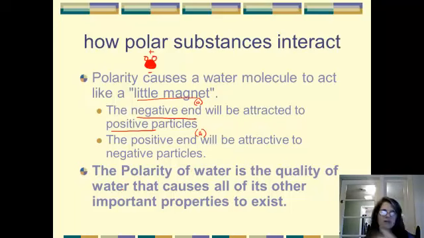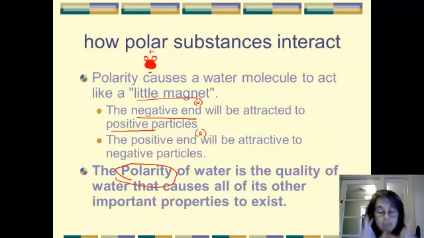Now, why have I talked so much about this? Because it is this tendency of water to behave like a little magnet, to be polar. Water is polar. It is the quality of water that causes all of its other properties that we're going to talk about to exist.